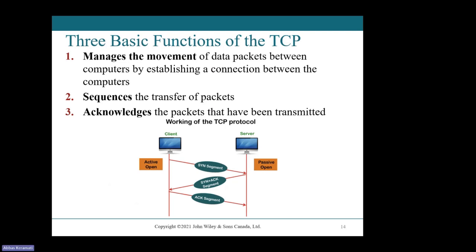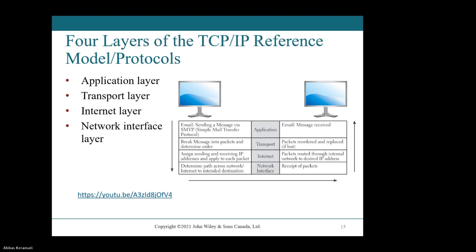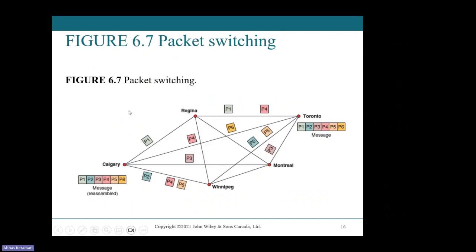TCP manages the movement from sender to receiver, assigns sequences to the packets, and then reassembles the message. So it's in 4 layers: application, transport, internet, and network interface layer. And the message moves from the sender to the receiver through these 4 layers. Let's see graphically here.